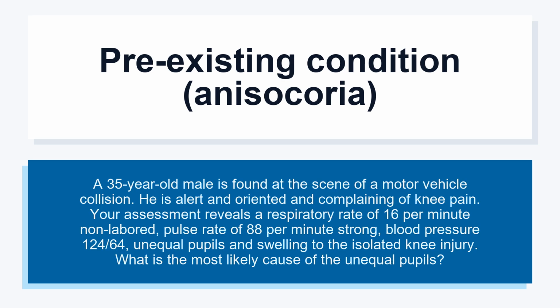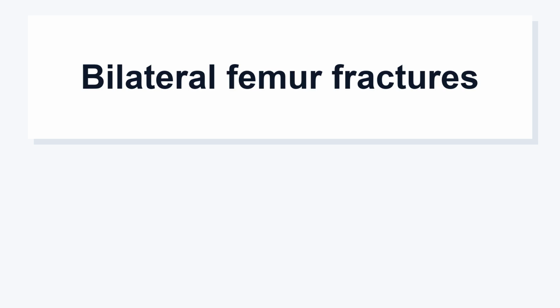A 35-year-old male is found at the scene of a motor vehicle collision. He is alert and oriented and complaining of knee pain. Your assessment reveals a respiratory rate of 16 per minute non-labored, pulse rate of 88 per minute strong, blood pressure 124/64, unequal pupils and swelling to the isolated knee injury. What is the most likely cause of the unequal pupils? Bilateral femur fractures.